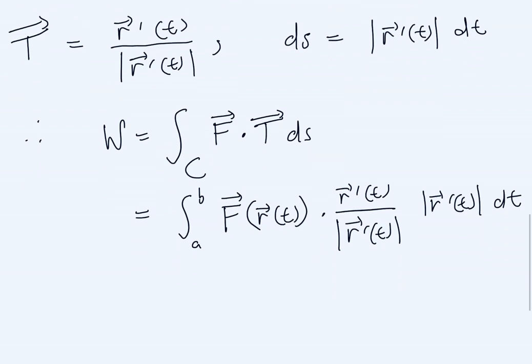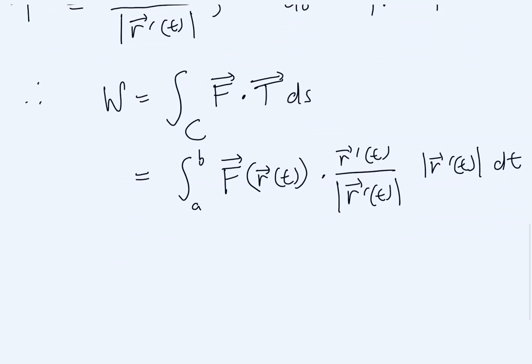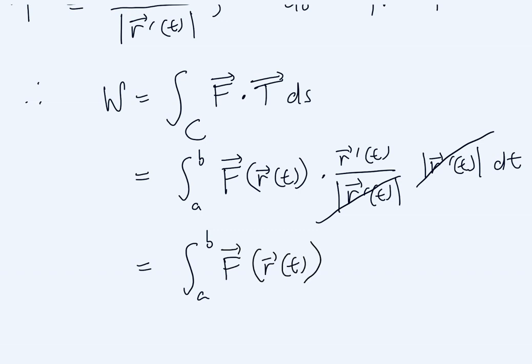So we can do this. We can express the integral in this way. Obviously, now you're going to cancel out the top here and the bottom here, because they're the same, right? So you cancel those two out, and this leaves you with the integral from A to B of F of R of t dotted with R prime t dt.